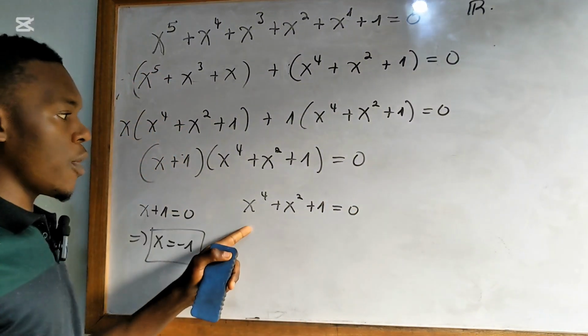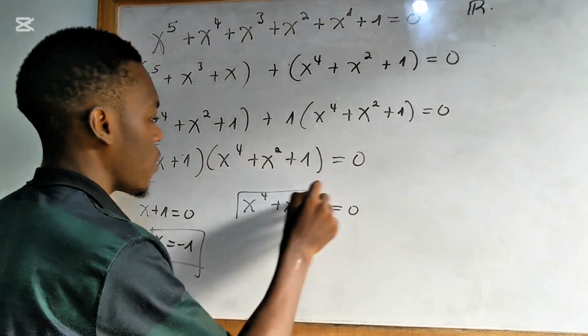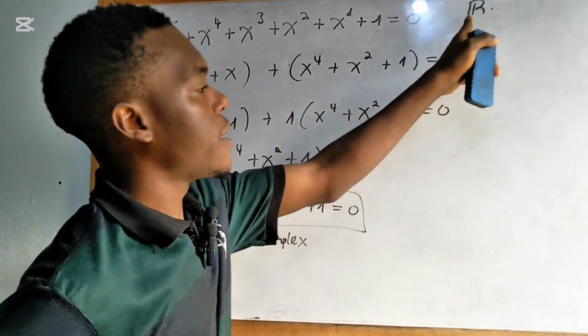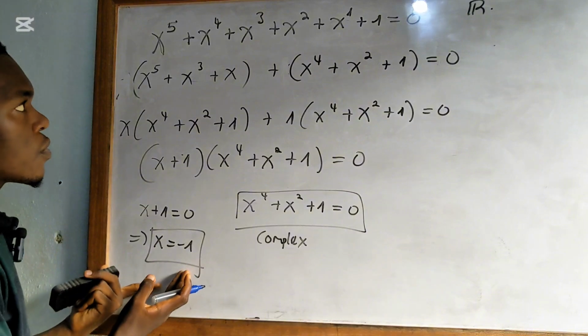From this point, we know already that this will be complex, hence it doesn't respect the set of real numbers. You can just end here saying that x equals -1.